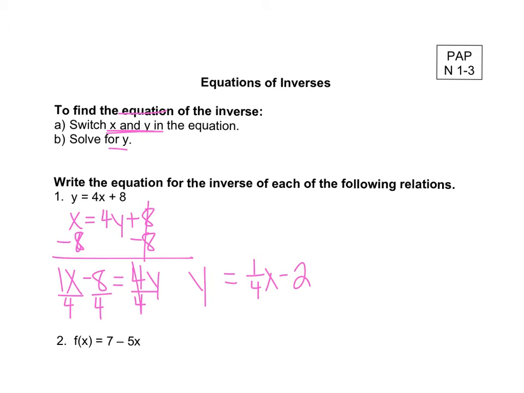All right, so the symbol for inverses is a -1 exponent. So that's the symbol for inverse. So make sure you label, once you have got y by itself, make sure you label it. All right, now let's look at number 2.